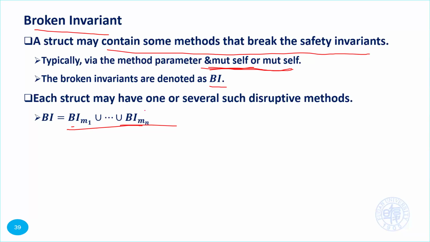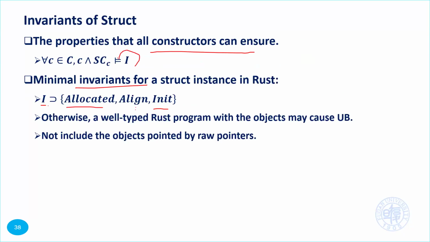From this invariant, we subtract the breaking invariant. Then this is the remaining invariant that can be guaranteed. No matter what the sequence of method calls is, it can be ensured, always ensured.